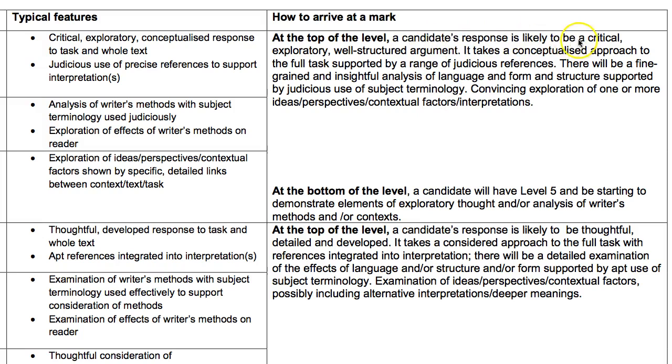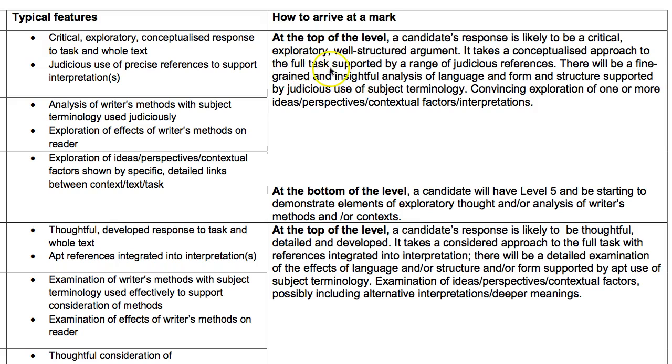The candidate's response is likely to be critical and exploratory. Yes, because I started with a thesis and I ended with Stevenson's viewpoint. In fact, I discussed Stevenson's viewpoint all the way through, so it's always exploratory. Was it well structured? Yes, because it always moved from the passage to the novel as a whole, and that structure was coherent all the way through. It takes a conceptualized approach. Yes, I'm putting forward an argument, which we began with hypocrisy and then looked at the other themes.